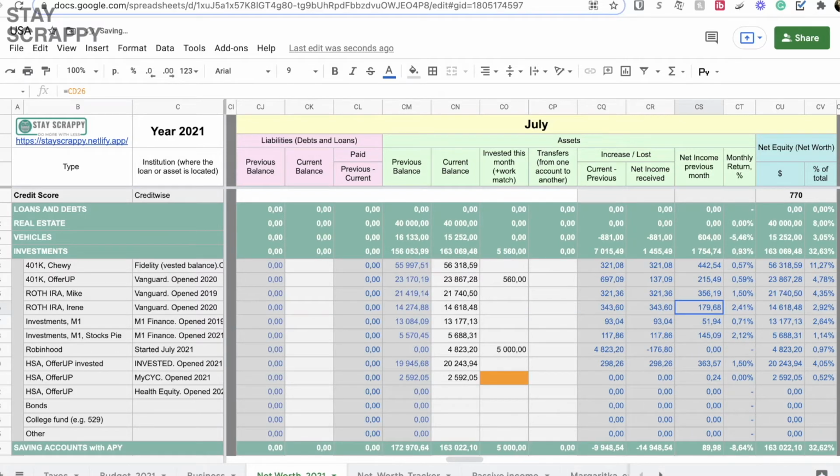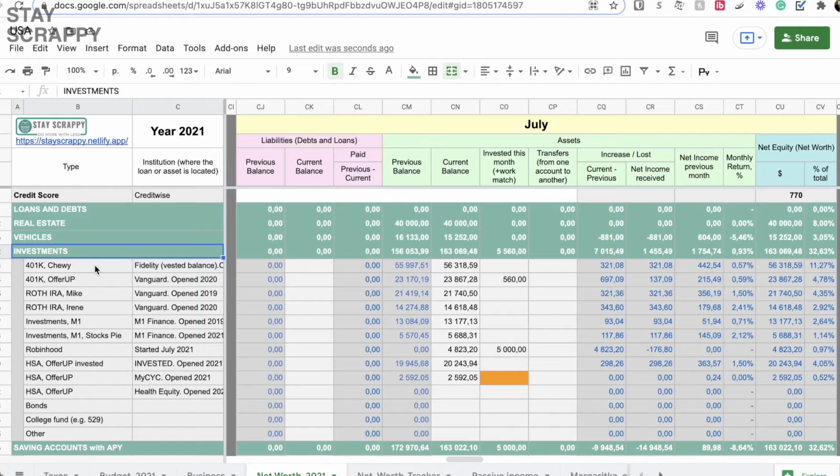Next is the investment section. We don't have any debt here, but it is allowed by the government to borrow money from your personal 401k to, let's say, buy a house. Or some investment companies like Robinhood can lend you money to invest. We don't play those games, so let's check what assets we have here.